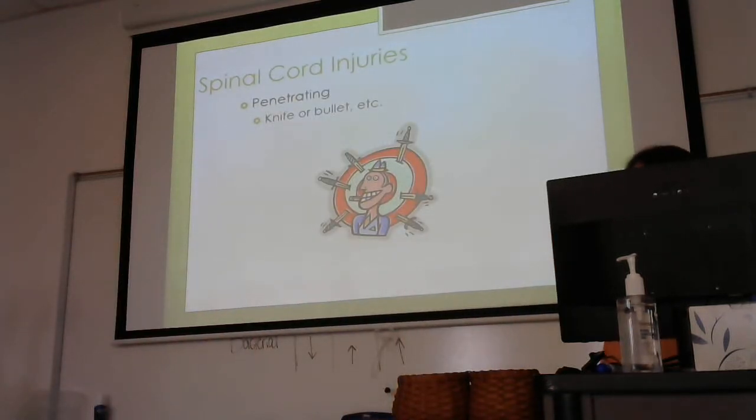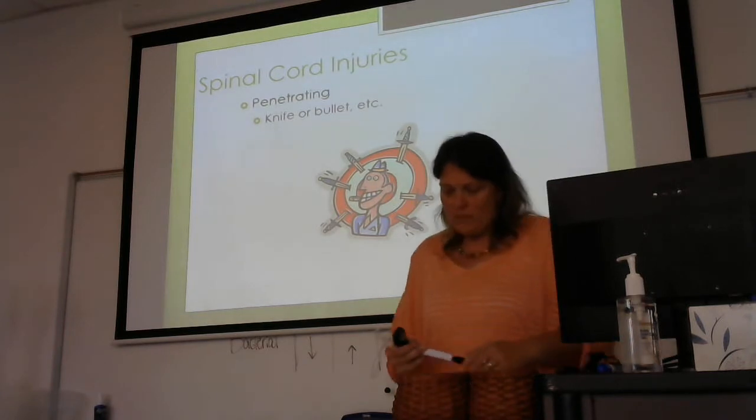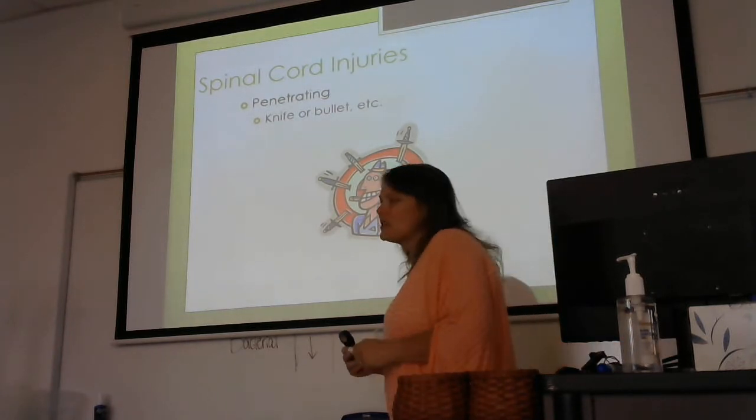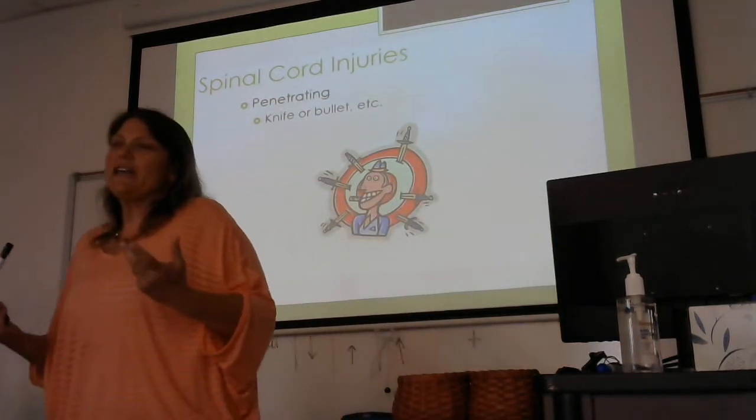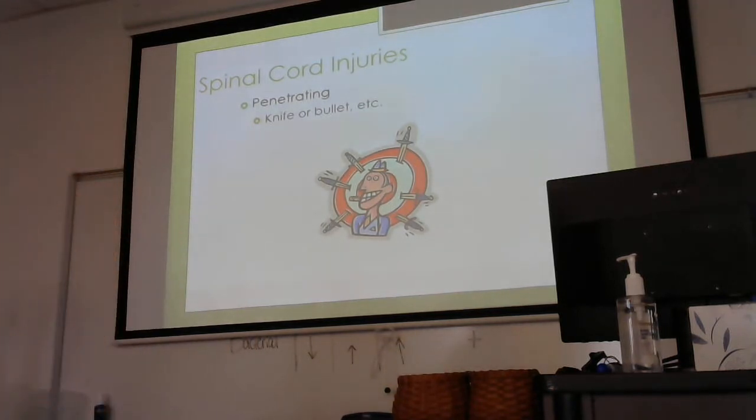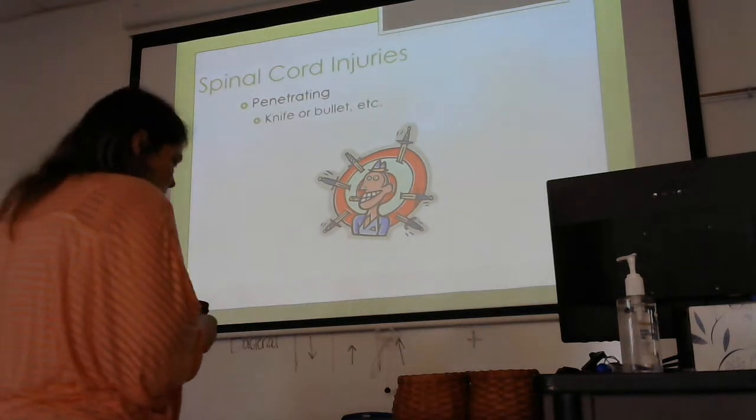We can have penetrating injuries, knives, bullets. I've seen a nail gun. I've had fence posts. Things come through windows of vehicles that we can have those penetrating injuries. But again, that is where we have a foreign object that ends up on the spinal cord. And most often, it is usually a bullet or a knife that ends up there.